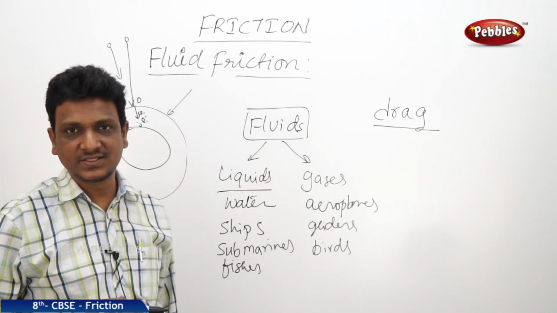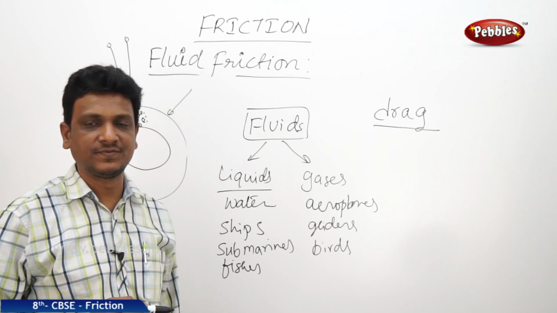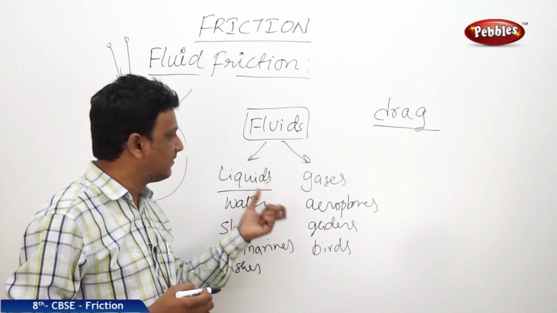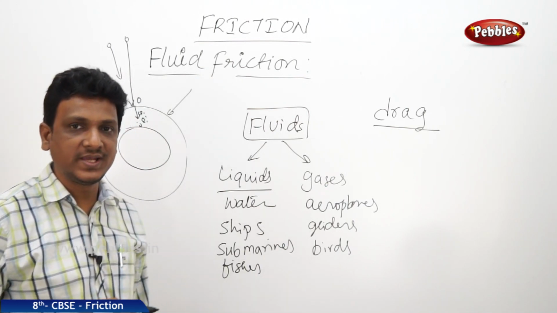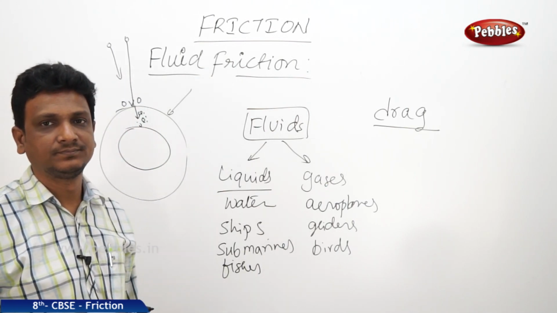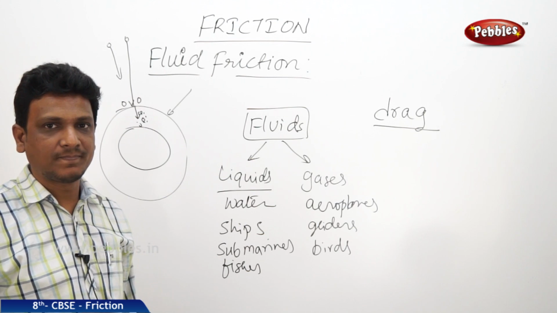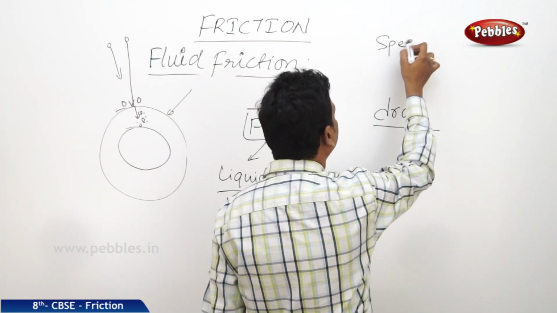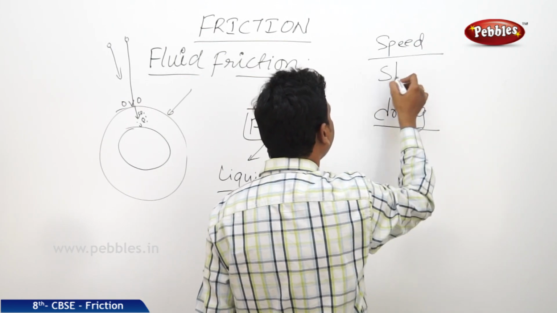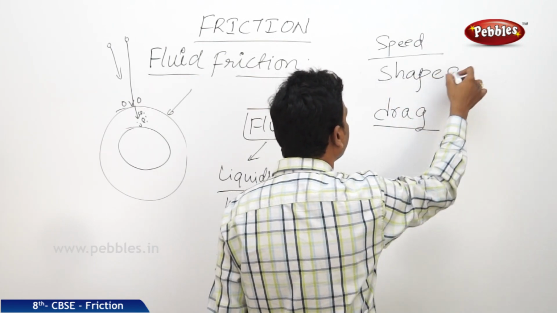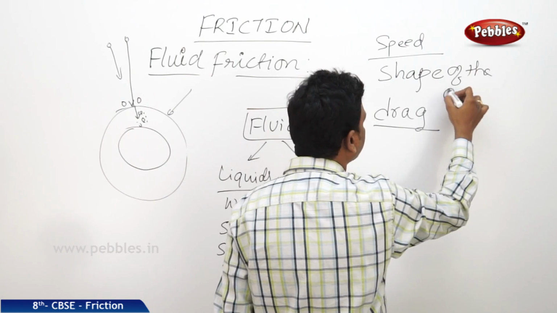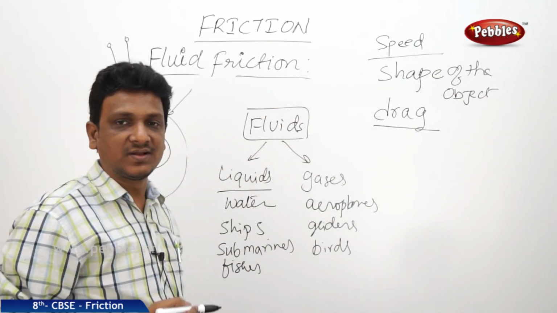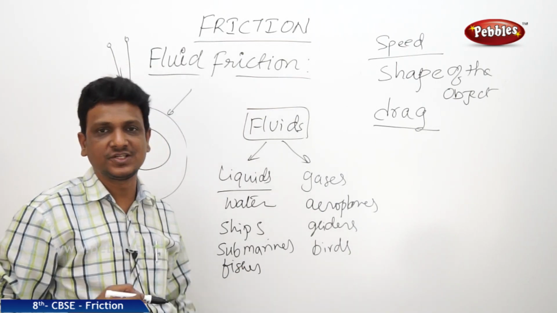Between two solid objects, by applying some lubricant, we can reduce friction. But in this case, we have liquids and gases. So what can we apply here to reduce the friction? The friction in fluids is based on two things. One is speed. The second thing is shape, the shape of the object. So the objects are designed in a special shape, so that the friction is reduced.